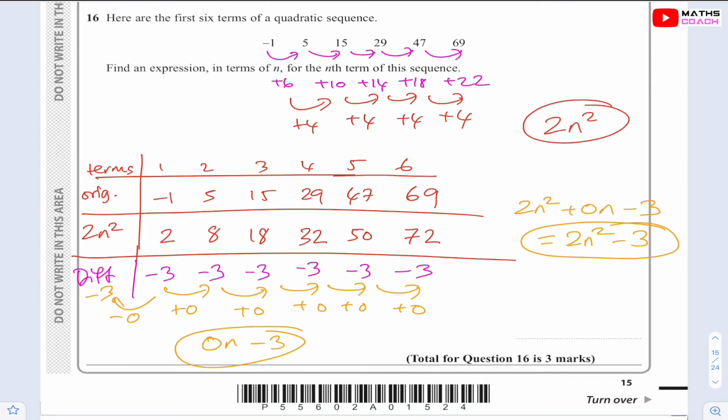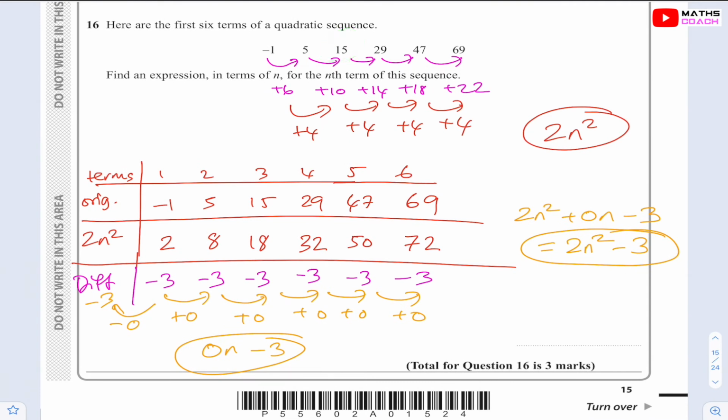This is our expression in terms of n for the nth term of this sequence. And you can test this. So for example, if you want to test it by finding the third term, so we want to find 15 by subbing in 3. So 3 squared is 9, times by 2 is 18, minus 3 gives us 15. And you could do that for the fourth term. So 4 squared is 16, times by 2 is 32, minus 3 is 29. So our sequence works.